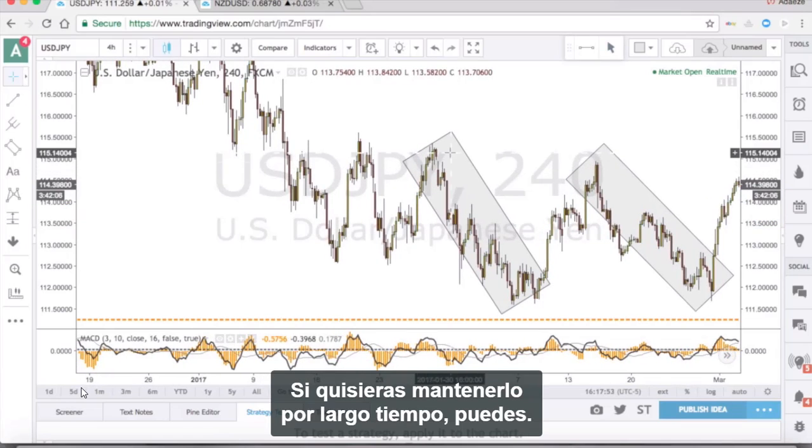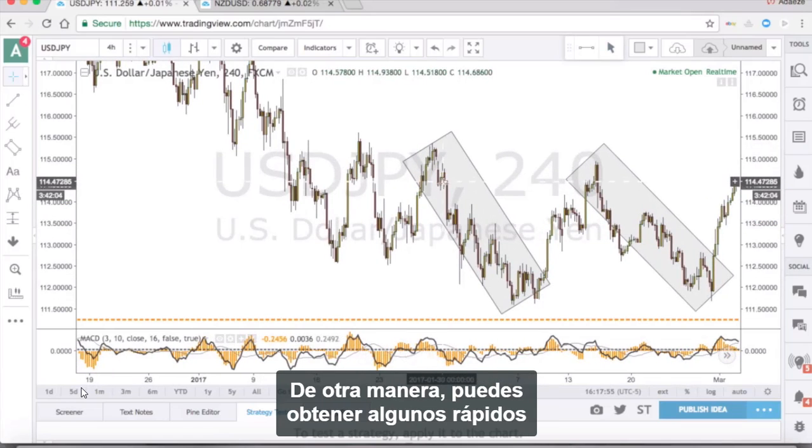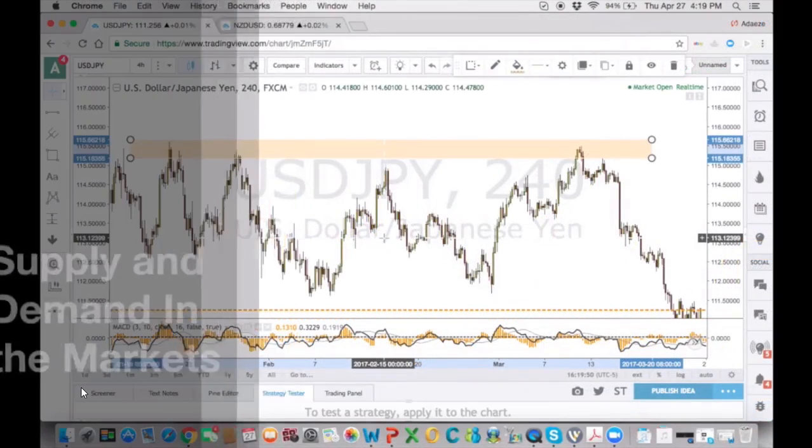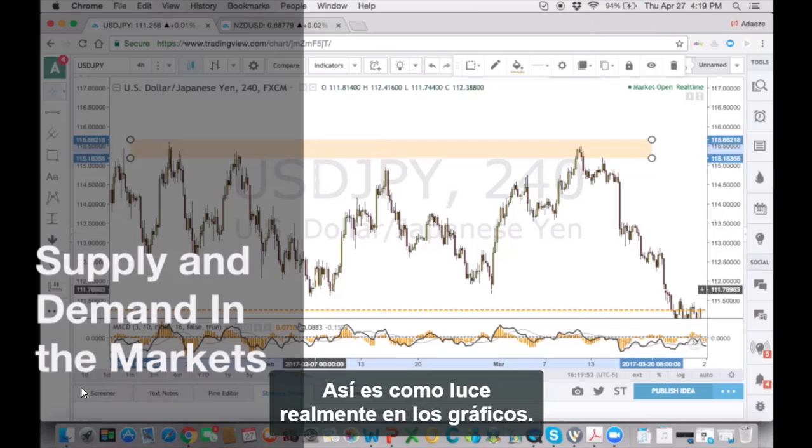All right. So if you wanted to hold it for a long time, you could. Otherwise, you could get some quick little pops out of each one of these moves. So here's what it looks like actually on the charts.